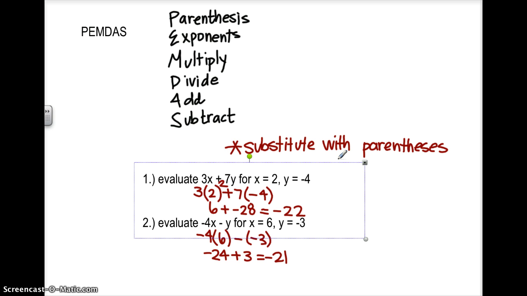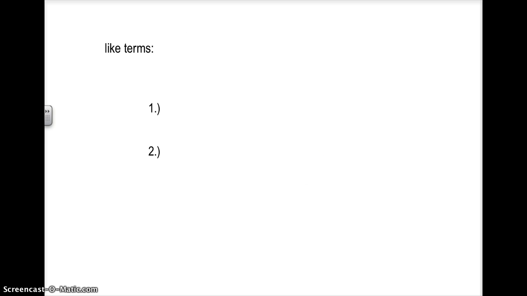You all know PEMDAS. What might be a little bit tougher is the last part. The like terms. Okay, like terms. Terms are things that are being added or subtracted. Like terms are terms, those things being added or subtracted, that have the same variables raised to the same exponent.